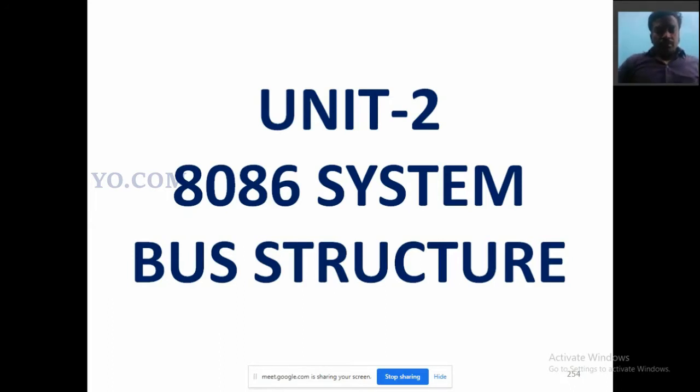So today in this session we are going to see the Unit 2 syllabus introduction and the 8086 signals and basic configuration of 8086.